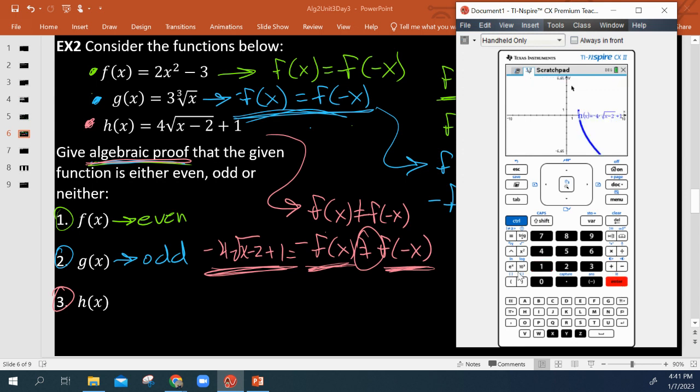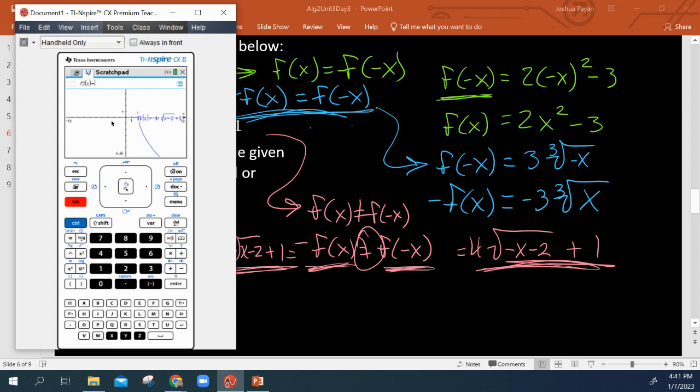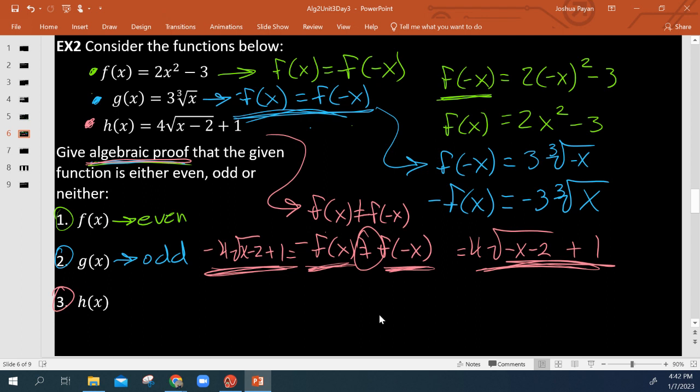Okay, so that one looks that way, right? And f of negative x. So let's go ahead and graph that one at the same time. So that function is positive 4 times the square root of negative x minus 2, all of that, plus 1. And we see they're in no way, shape, or form equal. Otherwise, they would overlap each other completely. They would be the exact same function, right? So these two are not equal, right?